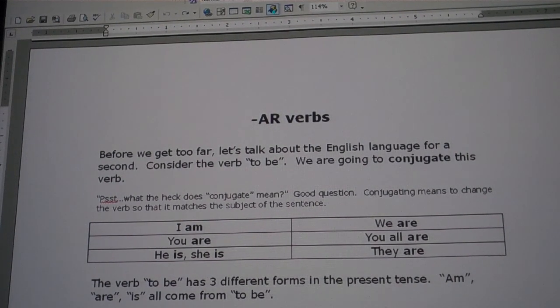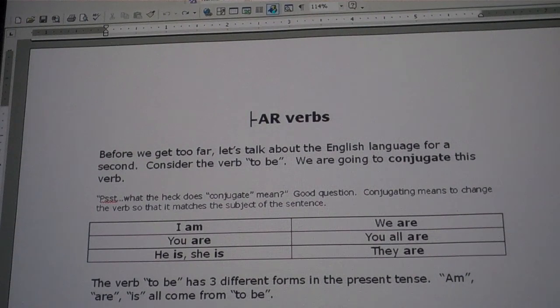Enseñar is an AR verb, and yesterday you guys learned how to conjugate or how to change the verb for just one form, just for yo. Today, by the end of this lesson, you guys are going to know how to conjugate all the different forms of AR verbs, okay? So you should be on this page in your packet, and you should be ready to take notes, so you should have a writing utensil. Okay, take a look at this.